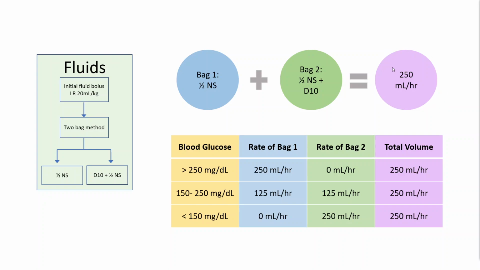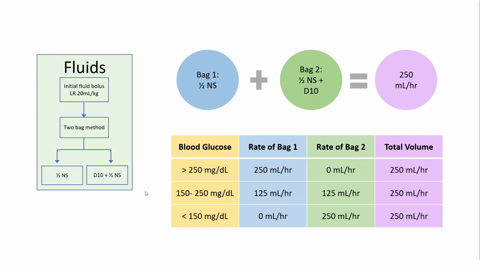Okay. Let's say a patient's blood sugar is 270. Because that patient's blood sugar falls in this top range here, we know that the patient does not need dextrose-containing fluid. So we would run bag 1, the bag of just half normal saline, at 250 mLs per hour. Bag 2, the dextrose-containing fluid, will be at 0 mLs per hour, and we will have a total of 250 mLs per hour.